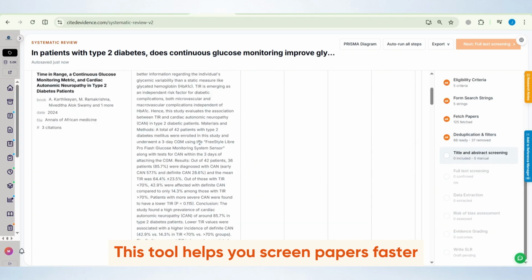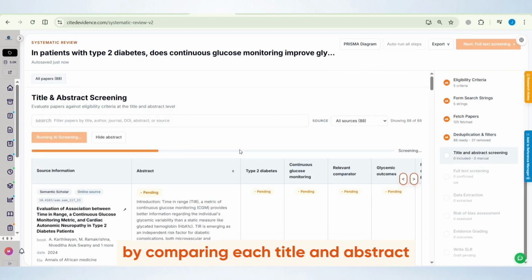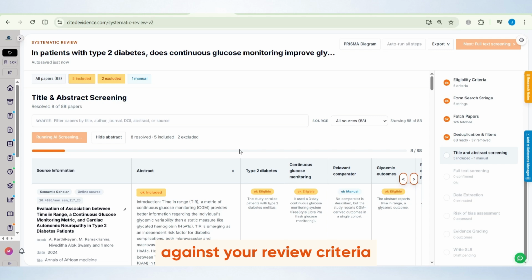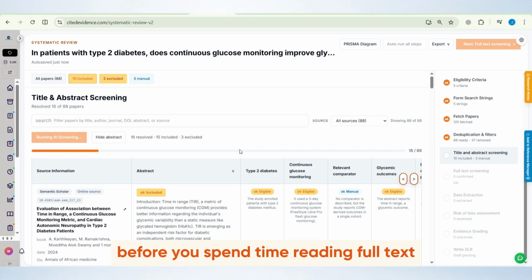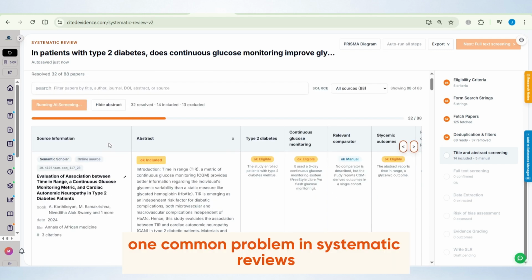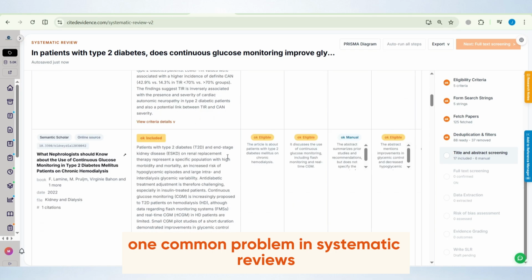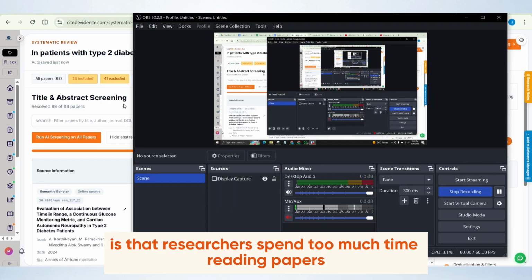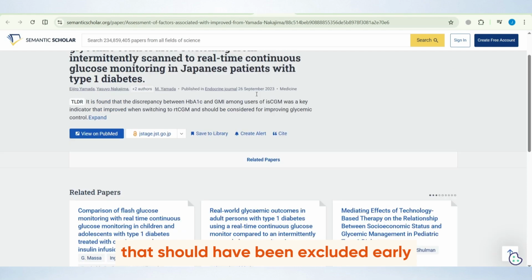This tool helps you screen papers faster by comparing each title and abstract against your review criteria before you spend time reading full text. One common problem in systematic reviews is that researchers spend too much time reading papers that should have been excluded early.